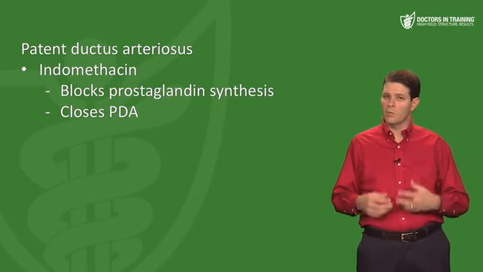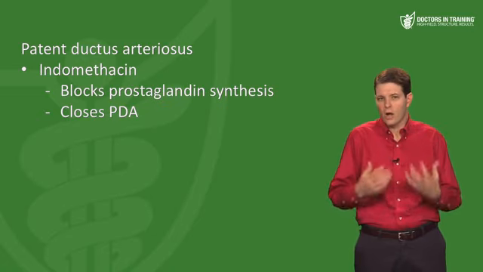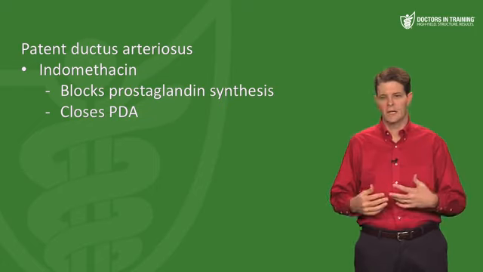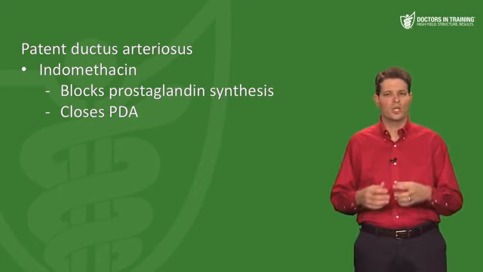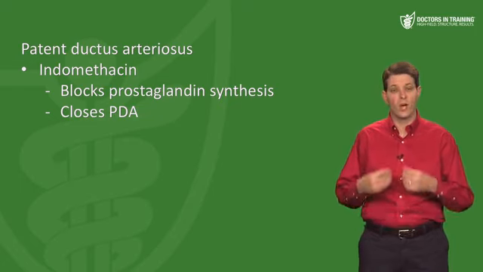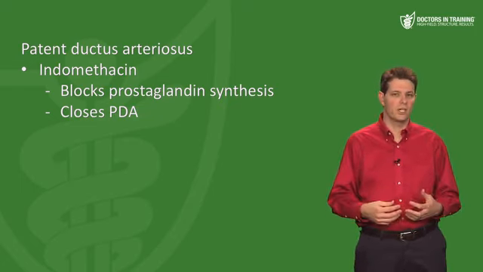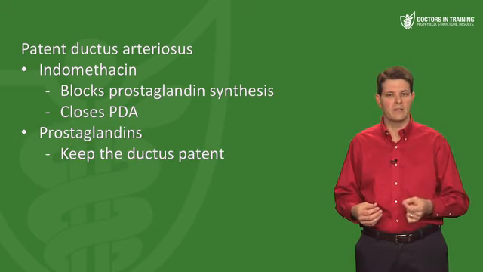But sometimes we want to keep the ductus open. So in certain congenital heart diseases where you have cyanosis, where there's a right to left shunt, like transposition of the great vessels, for instance, which we're going to talk about later. But in those cases, you need to keep that ductus arteriosus open to allow oxygenated blood to make it over to the systemic circulation. So if you want to keep the ductus patent, you can use prostaglandins like PGE.